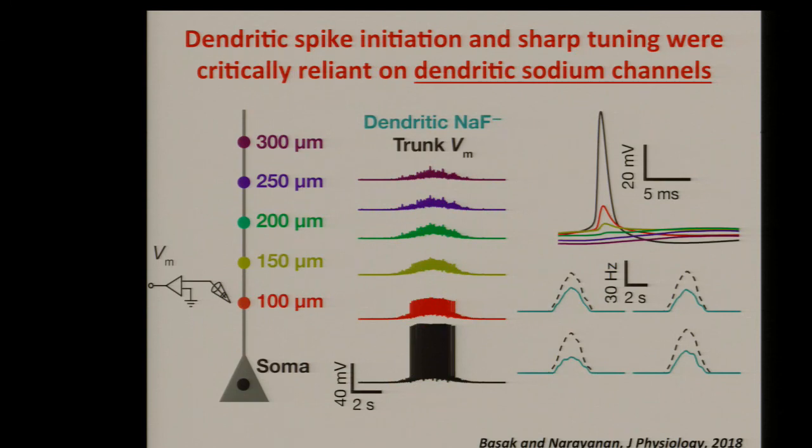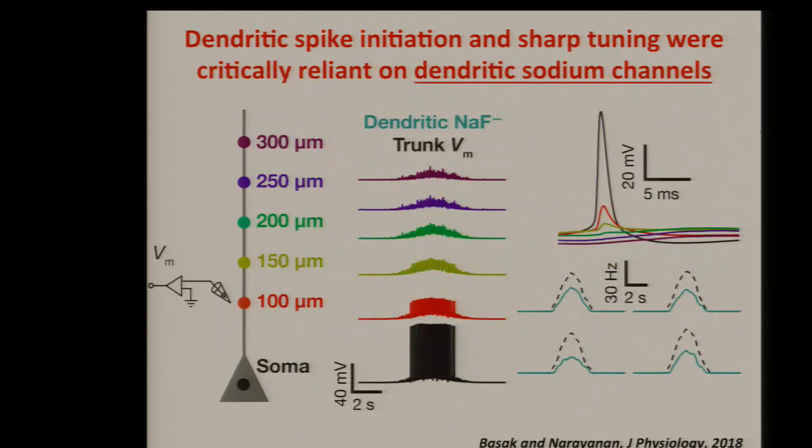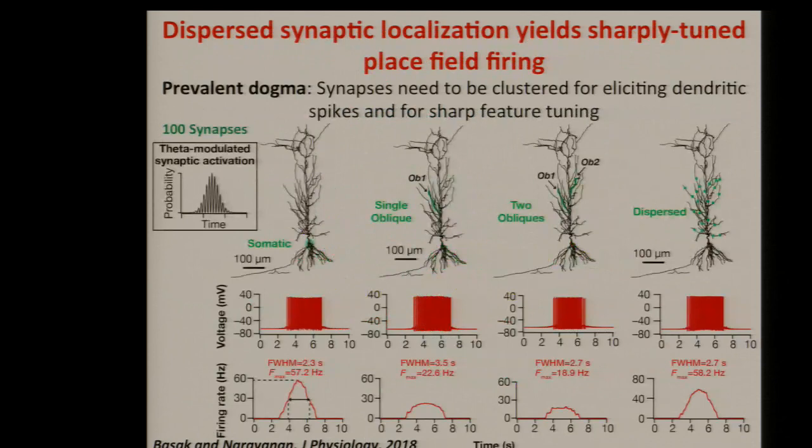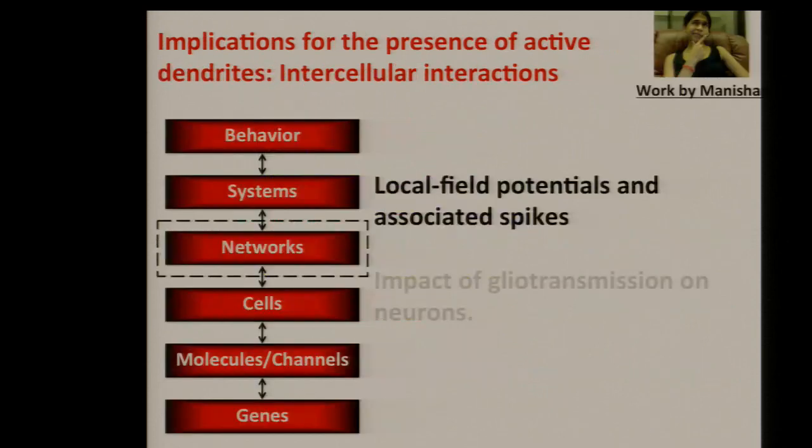blocked the dendritic sodium channels, which are responsible for these dendritic spikes, you will get only somatic action potentials and not anything else. And you see that there is a significant reduction in the tuning over here. Right? So that significant reduction in tuning is because you don't have any dendritic spikes. So what she showed was you can get dendritic spikes with dispersed synaptic inputs, and that will lead to sharp feature tuning over here. She showed that this is because of the presence of active dendrites. Without this, you don't get that sharp tuning over here. Right? So it's very important to have that kind of a structure.